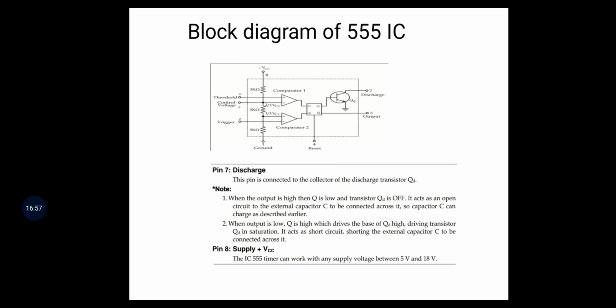The next terminal is supply plus VCC. This is the 8th pin. This gives the supply voltage to the timer. That means plus VCC. The IC555 timer can work with any supply voltage between 5 volts and 18 volts. This is the block diagram of the 555 timer IC.